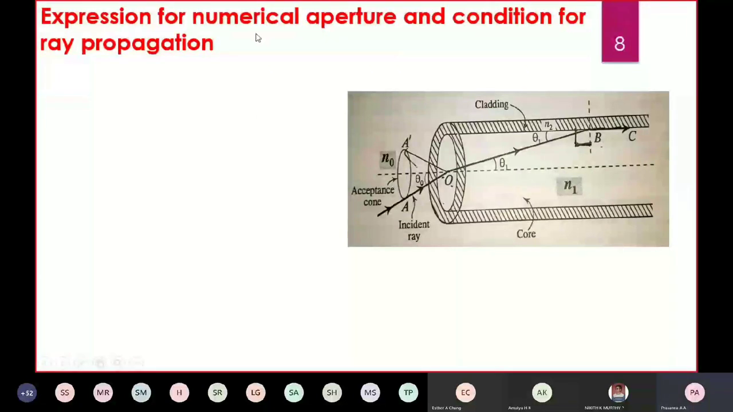So, derivation of numerical aperture, expression for numerical aperture, and also the condition for ray propagation. The same diagram I am using here, the one which I used in my previous slide. Here you can observe that the light ray is considered to be incident on the cross section at the angle equal to acceptance angle theta naught, so that it is incident at the core-clad interface with the angle of incidence equal to theta c. Remaining angle is taken as theta 1. That theta 1 is the angle of refraction at the core cross section.